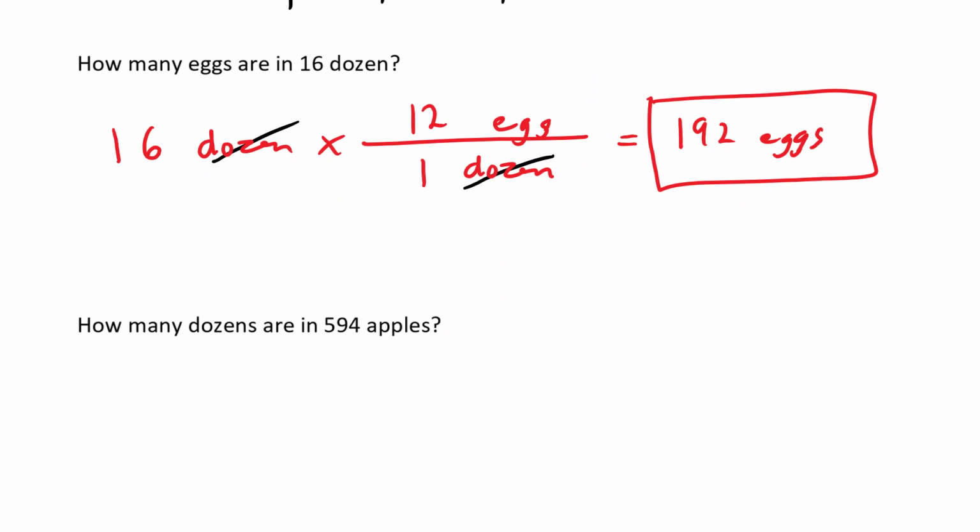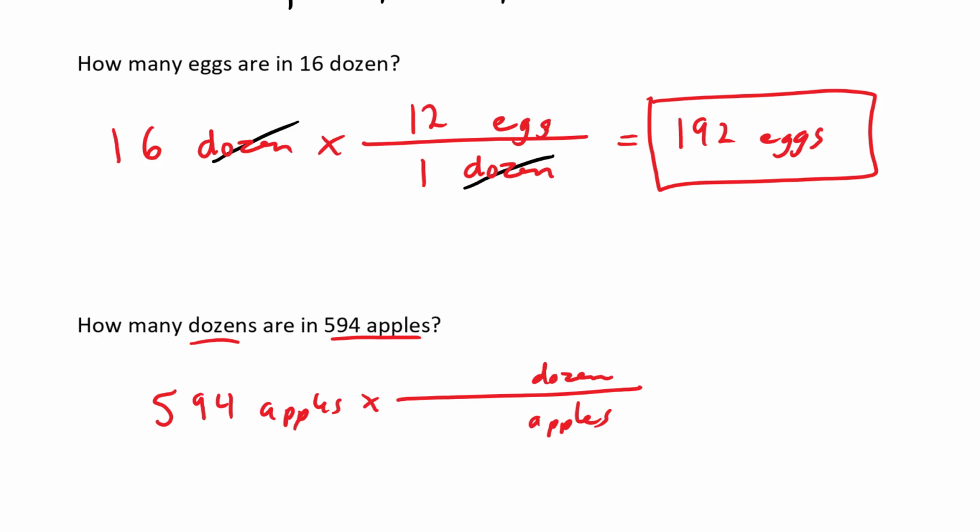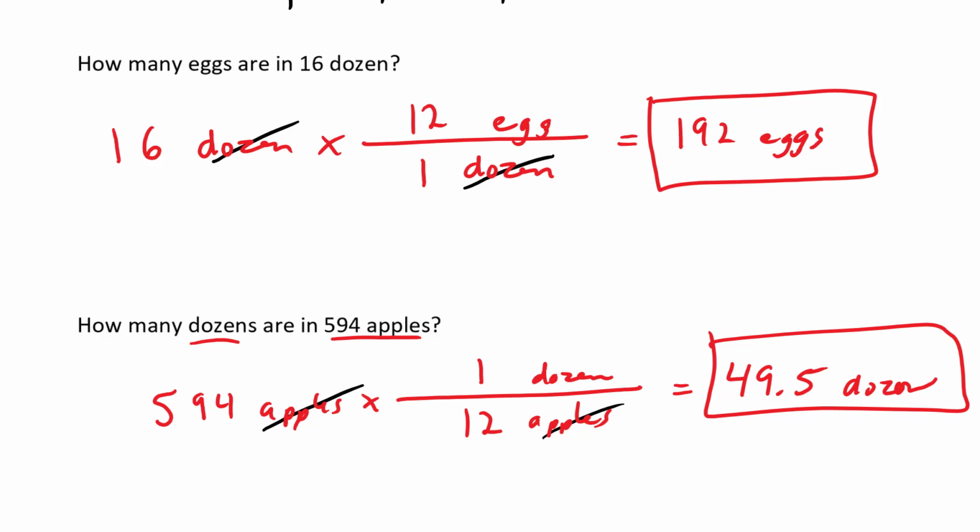We can go the other direction. How many dozens are in 594 apples? Write down what we're given. 594 apples. I want to get rid of apples. I want to convert to, how many dozen of those do I have? Well, 1 dozen is 12 of anything. You can see apples cancel out. And I'm left with 594 divided by 12. I'm left with 49.5 dozen. Because all these values are exact, we'll leave it as 49.5. Once again, if you have half an apple, you don't have a whole apple.